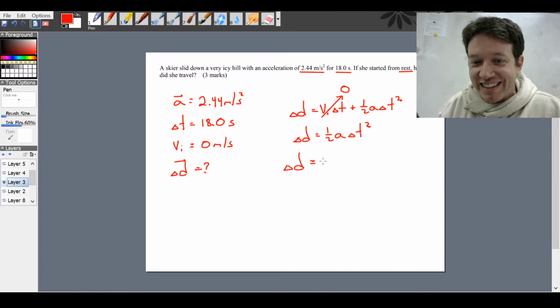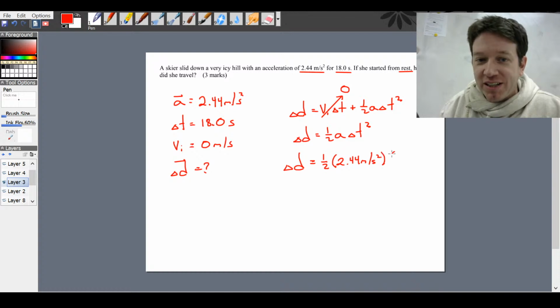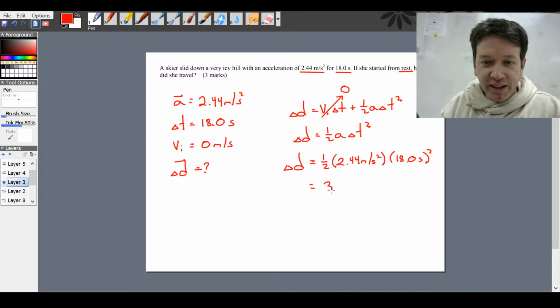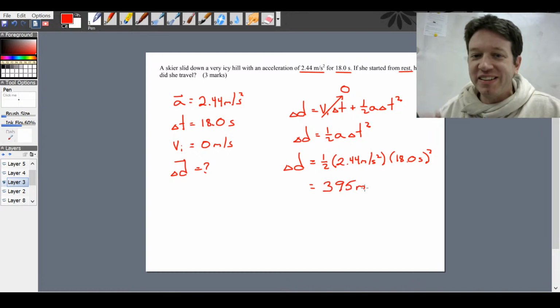It's already isolated. Just 1/2 a, so 2.44 meters per second squared, times time, which is 18 seconds, squared. So we get a displacement of 395 meters, and the direction would just be down the hill. Okay?